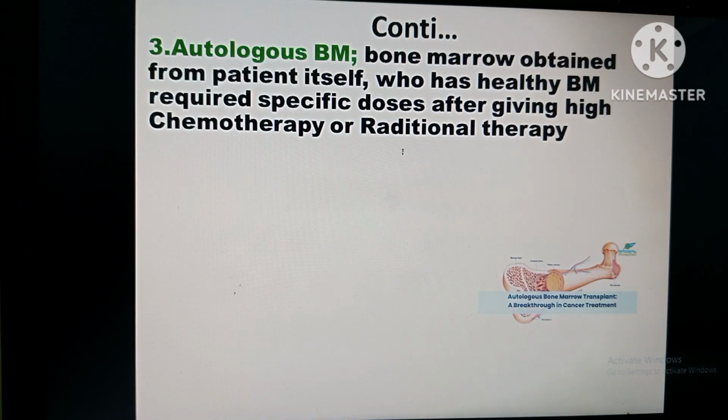The third one is autologous bone marrow. Bone marrow is obtained from the patient itself who has a healthy bone marrow, and it requires specific doses after giving high chemotherapy or radiation therapy. So what did you understand? When the client has a healthy bone marrow, why does the bone marrow have to be taken from his own body and transfused? This is done when the client is exposed to chemotherapy and radiation therapy. To some extent mild bone marrow suppression or damage will take place. So in the initial stage itself, the marrow is taken from the client and transfusion will be done.